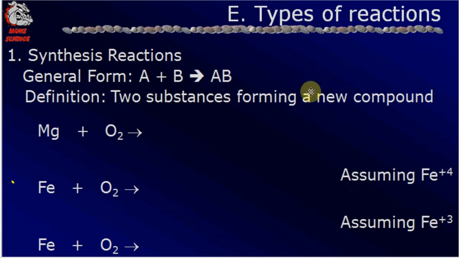In general, we're going to quickly go through the different types of synthesis reactions. For each of these 6 reactions, I'm going to list the reaction type. I'm going to give you a general form and a definition. Our first type of reaction is called a synthesis reaction.